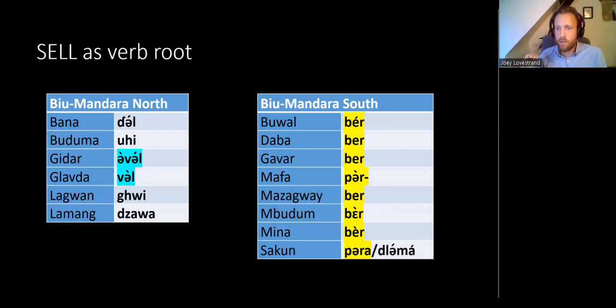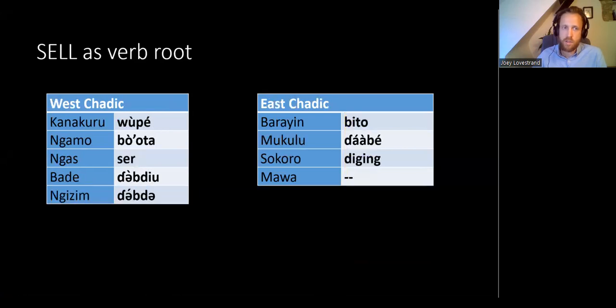When languages do have a particular verb root to express sell, it's again only the Biu-Mandara South languages where we see clear cognates. In those Biu-Mandara South languages, we see this very clear bur stem that's used to express sell quite consistently. Biu-Mandara North doesn't really have clear cognates. It's a potential pair there, and maybe some of the things that could be reconstructed. West Chadic and East Chadic do have particular stems that are used for expressing sell, but there's not a lot of evidence of cognates there. There are some potential cognates that could be reconstructed, but it's not obvious that we see cognate forms for sell across these languages.